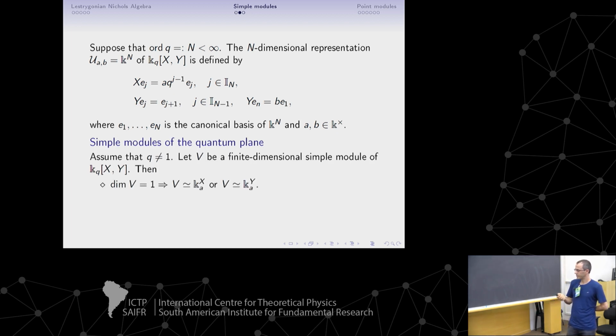So we have this result. This is classic, not new. The classification of finite dimensional simple modules of the quantum plane is given by this. If the dimension of V is 1, V is this or this. And if the dimension of V is bigger than 1, the order of q is n, and V is isomorphic to this module.